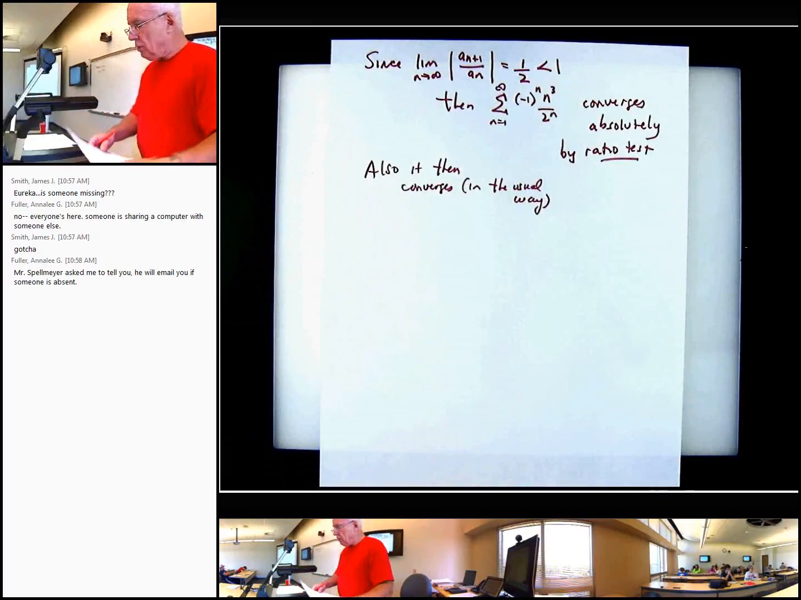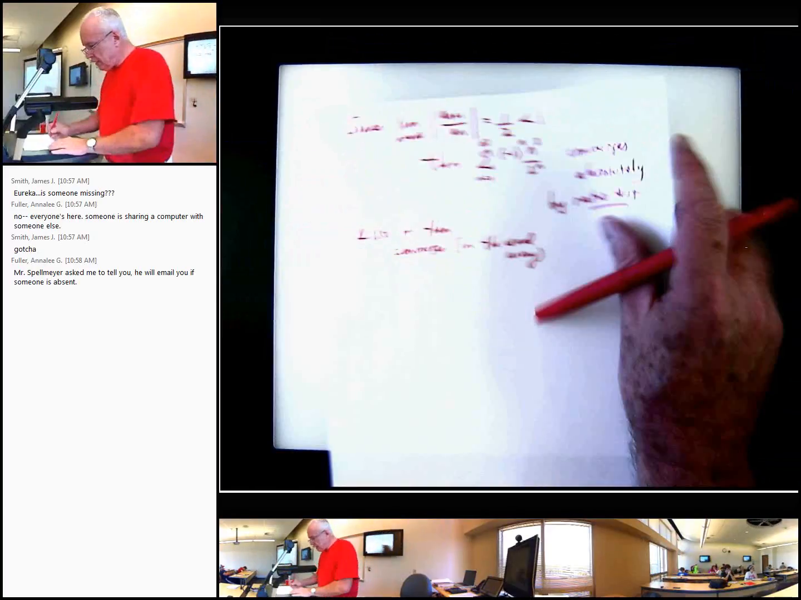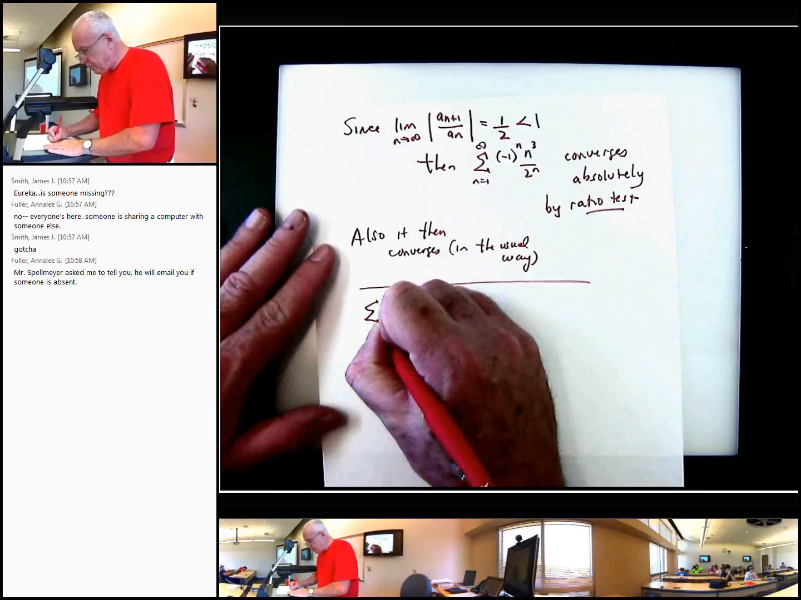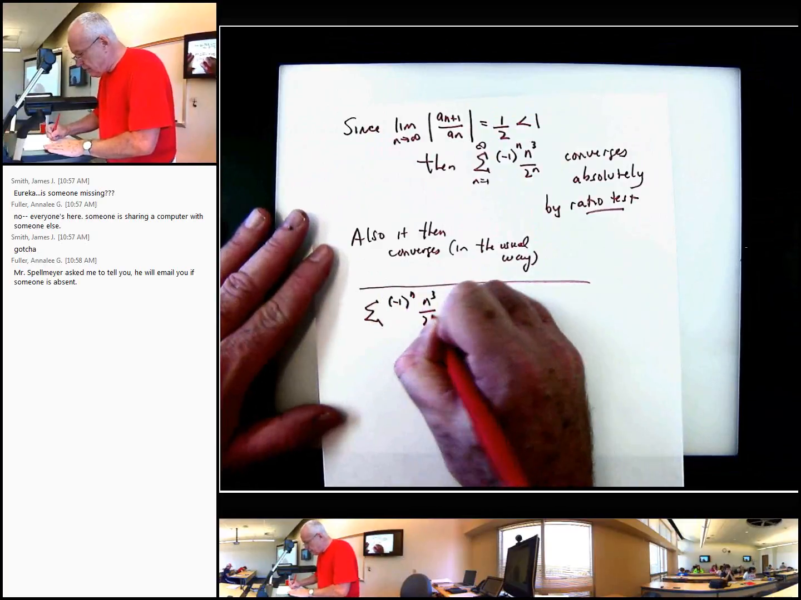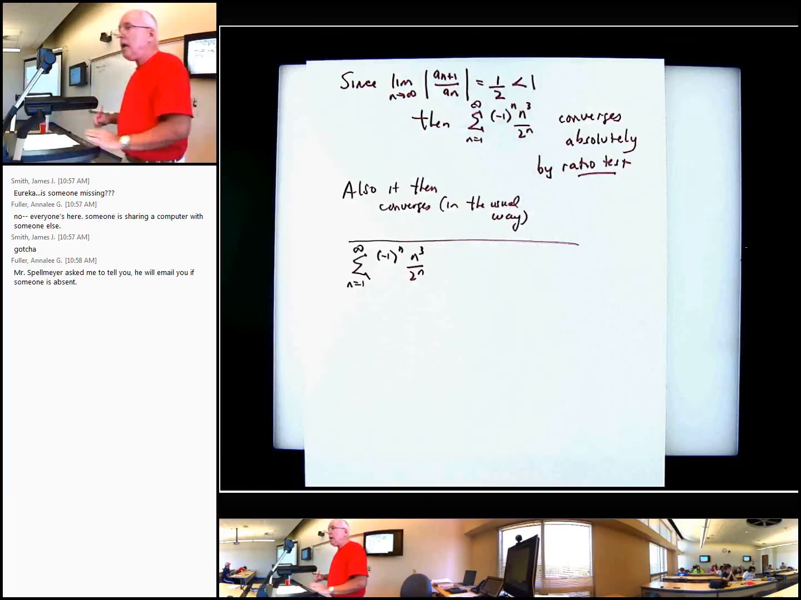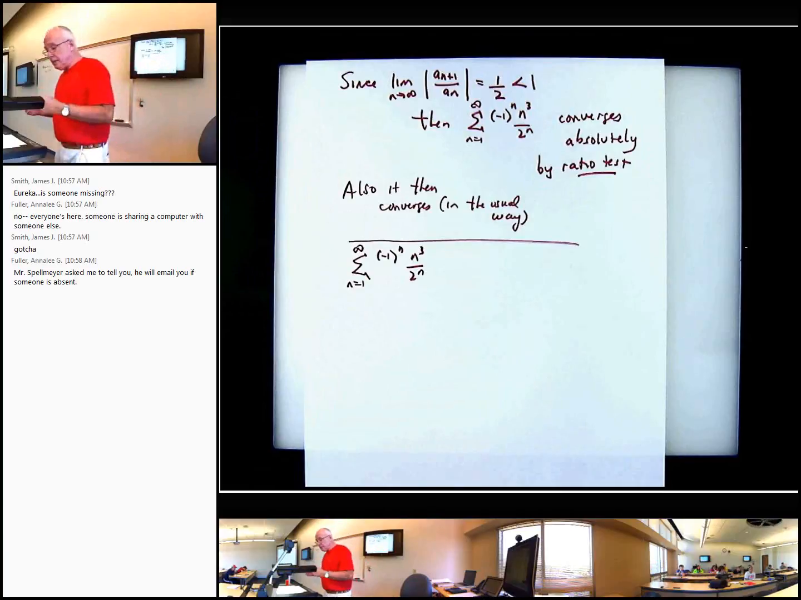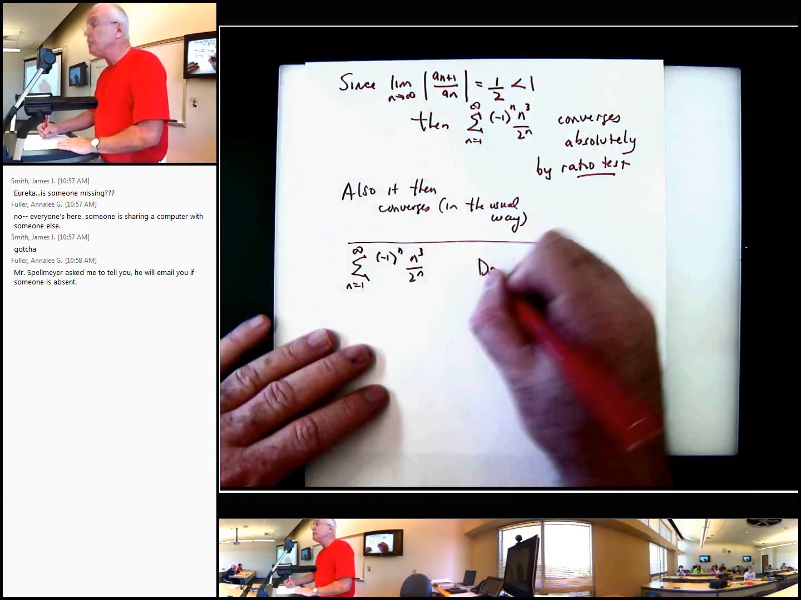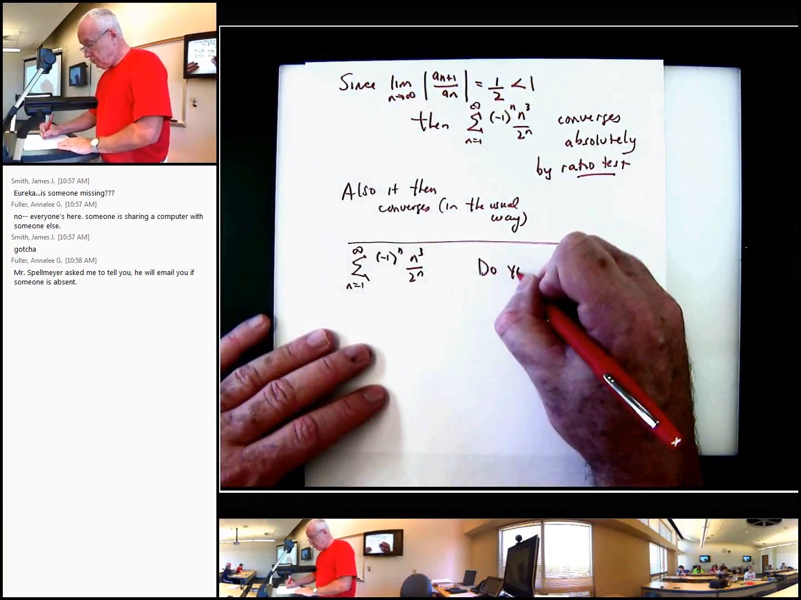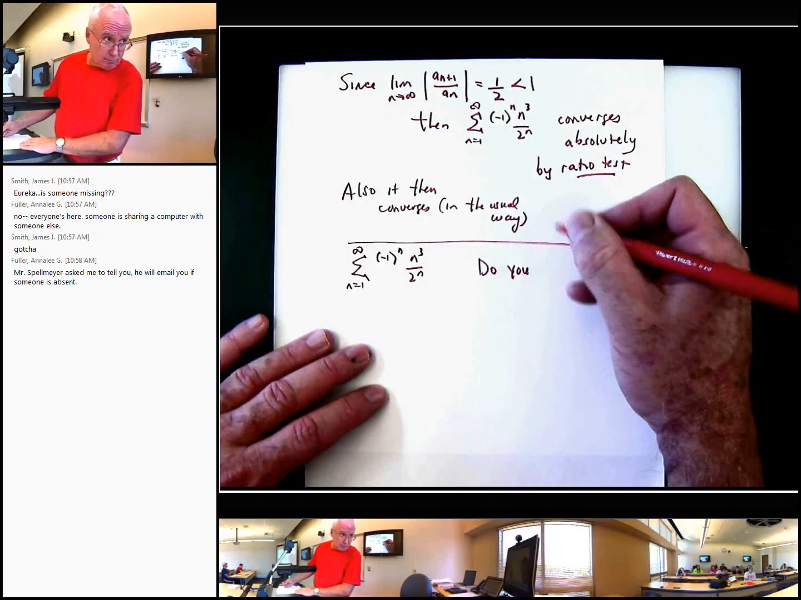Actually, for a second, let me go back to this one. Let me just write it again: minus 1 to the n, n to the third over 2 to the n, as n equals 1 to infinity. I'm not going to do the whole thing, but I want to ask you this. Do you think this thing might converge if we just do the alternating series test? Because it is an alternating series. Any thoughts over there in Eureka and Lafayette land?